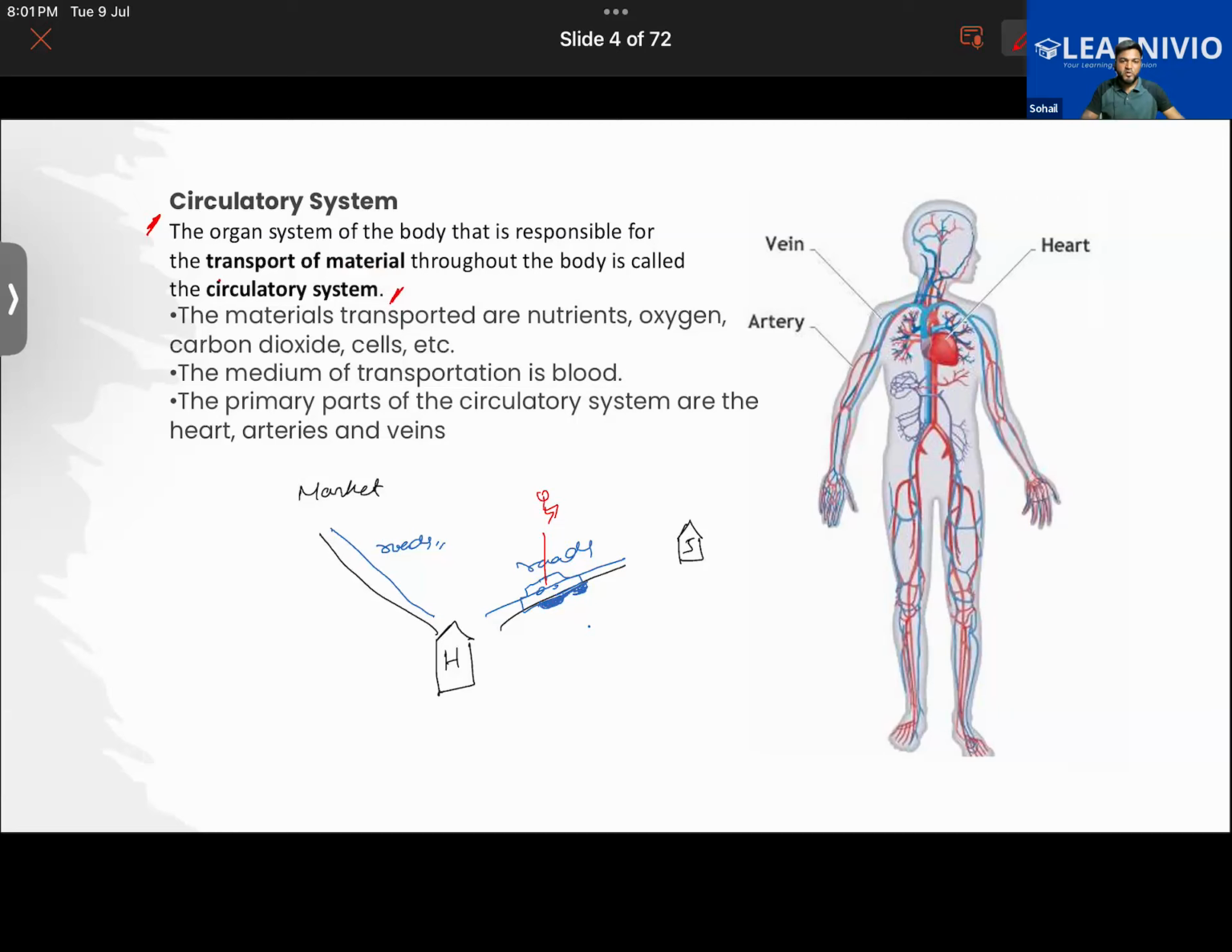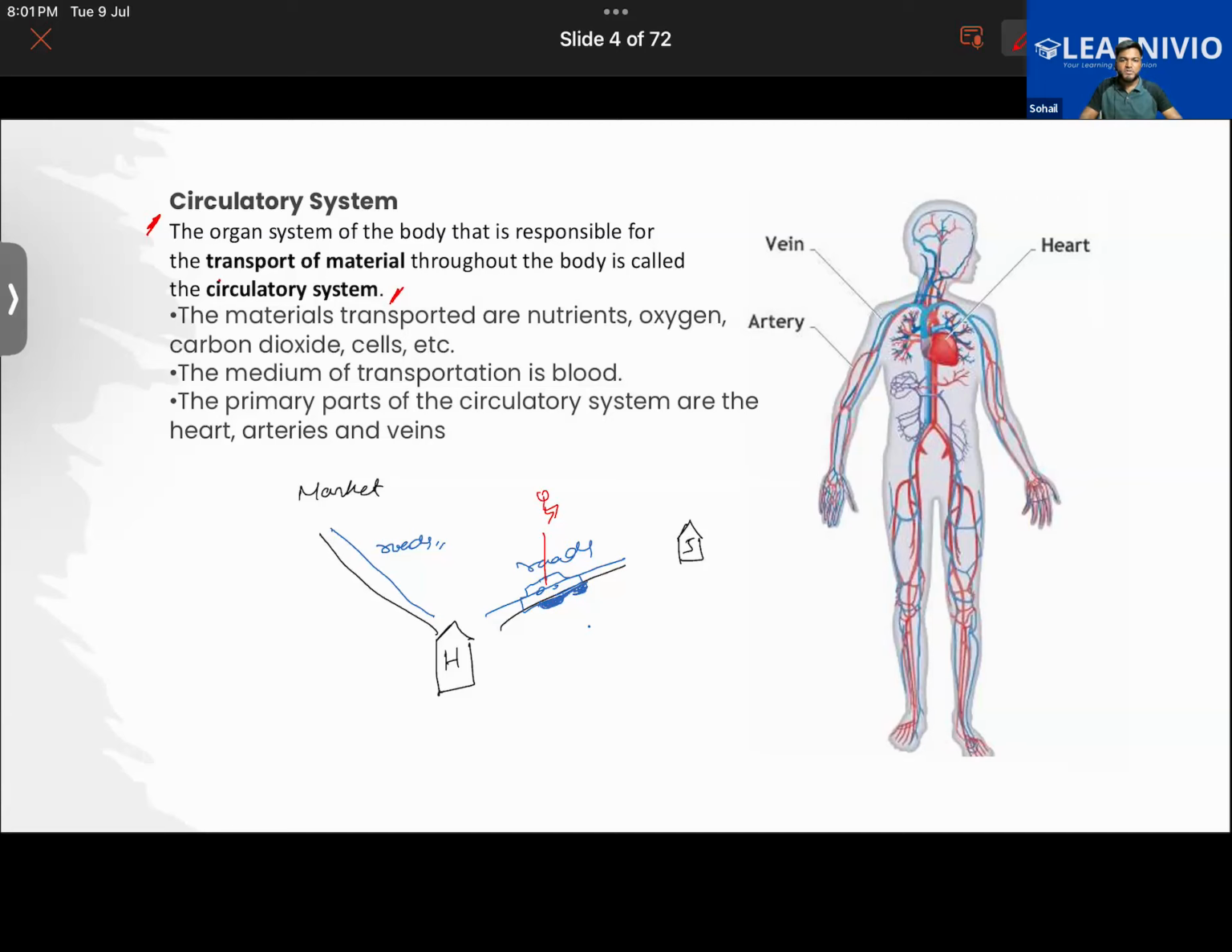The organ system of the body that is responsible for the transport of material throughout the body is called the circulatory system. So you guys tell me, what are the parts of the circulatory system in the human body? Sir, veins, arteries, heart. So these are the main parts of the circulatory system in the human body. Sir, what about blood cells?